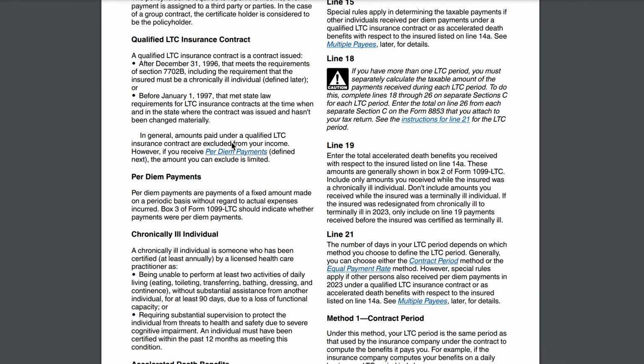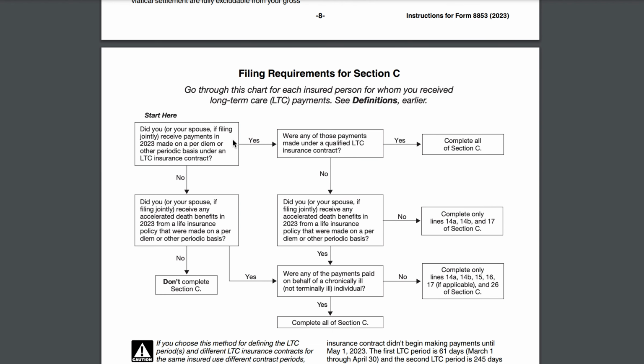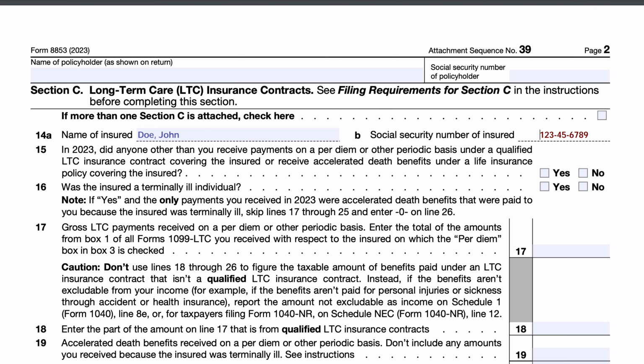There are definitions in the form instructions. We also cover those in our article. We also have this flow chart for the filing requirements. So basically you start with a flow chart, and the yes/no questions guide you to whether or not you need to complete Section C in its entirety, certain lines of Section C, or you don't need to complete Section C at all. So that's the visual. You can see that in the article as well. So let's imagine that we're completing the whole thing.